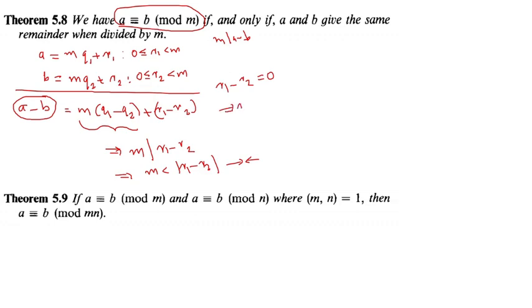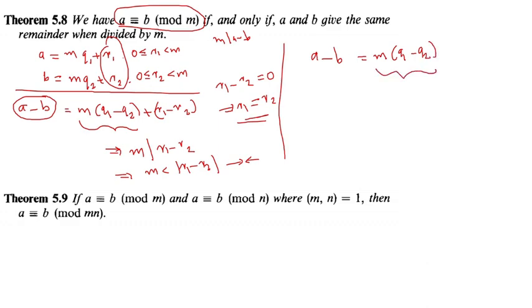That means R1 equals R2. The remainders are equal. Conversely, we assume that A and B give the same remainder when divided by M. That means R1 and R2 are equal. Therefore, A minus B is nothing but M times (Q1 minus Q2). Here we have to prove that A is congruent to B mod M.